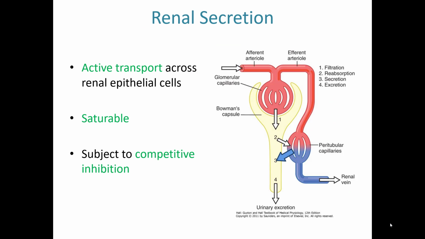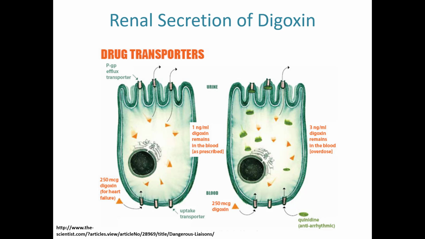Compounds in the peritubular capillaries can be secreted into the tubular fluid by active transport across the renal epithelial cells. Because this process utilizes transporter proteins, it is saturable, meaning that there is a limit to the amount of compound that can be secreted at a given time. These transporters are also subject to competitive inhibition, so compounds that utilize the same transporters will inhibit each other's secretion. Now let us look at an example of digoxin, a drug taken for heart failure.